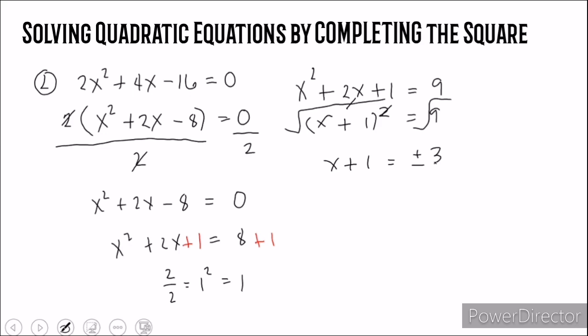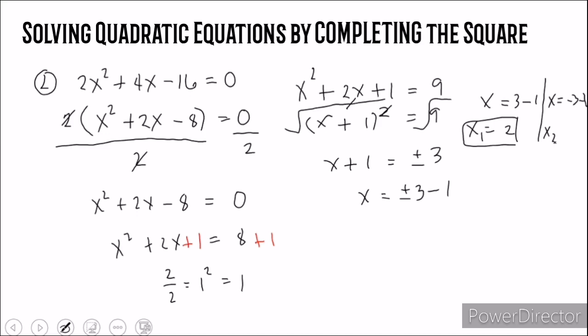Okay. Since meron pa siyang plus 1, isolate natin yung variable. So, x is equal to positive negative 3. Since positive yon, magiging negative 1 na lang siya. So, yung dalawang solution natin ay x is equal to positive 3 minus 1, and then x is equal to negative 3 minus 1. Ayan. So, we have x is equal to 3 minus 1 is 2. So, yun yung una nating solution. Yung x sub 2 naman natin is negative 3 minus 1, which is negative 4.